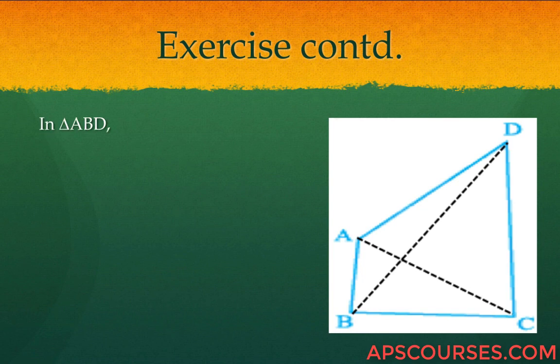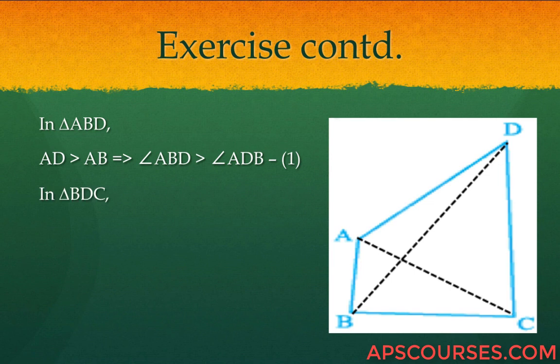In triangle ABD, AD is greater than AB. This implies angle ABD is greater than angle ADB. This is our first relation. Look at triangle BDC. It is given that CD is greater than BC. This implies angle CBD is greater than angle CDB. This is our second relation.